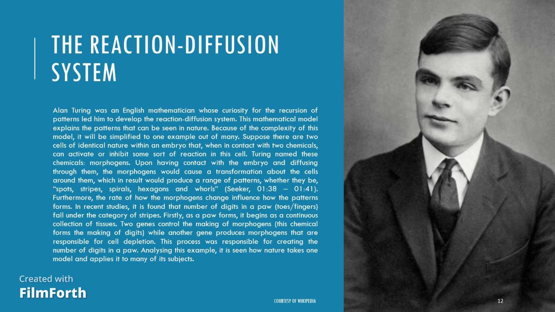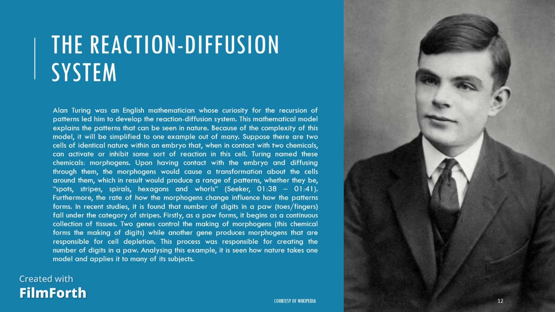In recent studies, it is found that the number of digits in a paw falls under the category of stripes. Firstly, as the paw forms, it begins as a continuous collection of tissue. Two genes control the making of morphogens. One chemical drives the making of digits, while another gene produces morphogens that are responsible for cell depletion. This process was responsible for creating the number of digits in a paw. Analyzing this example, it is seen how nature takes one model and applies it to many of its subjects.